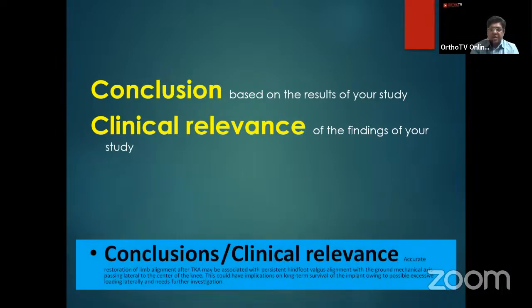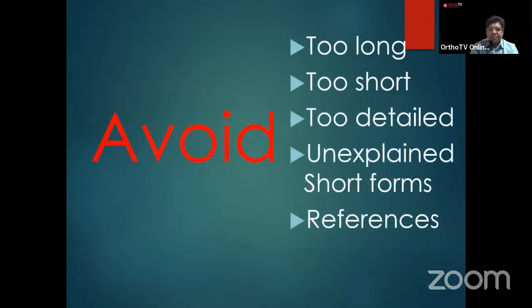Here we are just talking about the abstract. You need to avoid making it too long, too short or too detailed. Sometimes people use unexplained short forms, sometimes even references in the abstract. Avoid doing all those things. Keep it standard as per the journal guidelines.